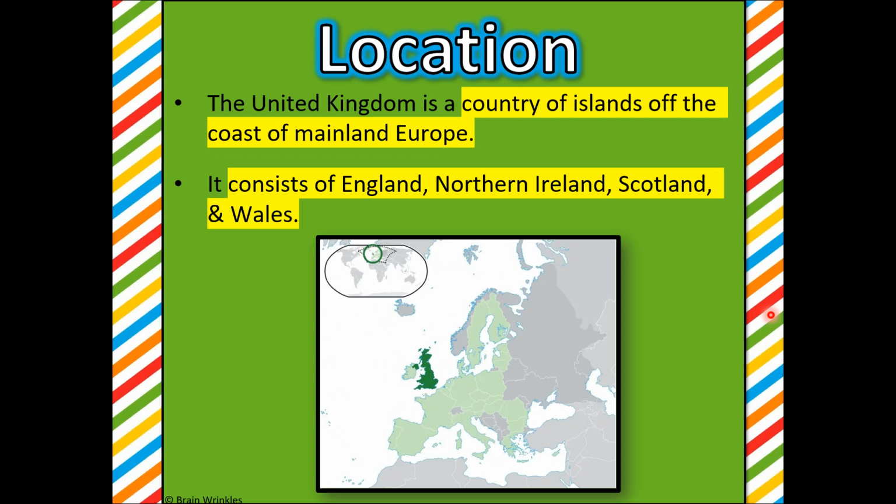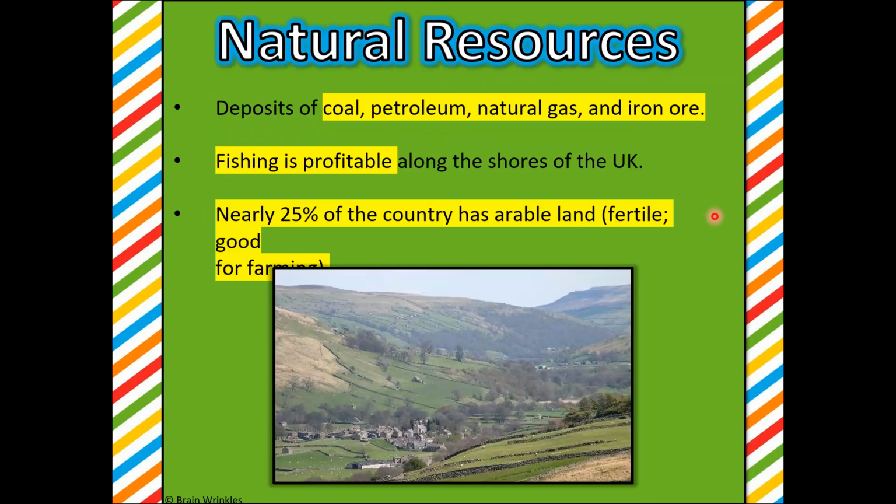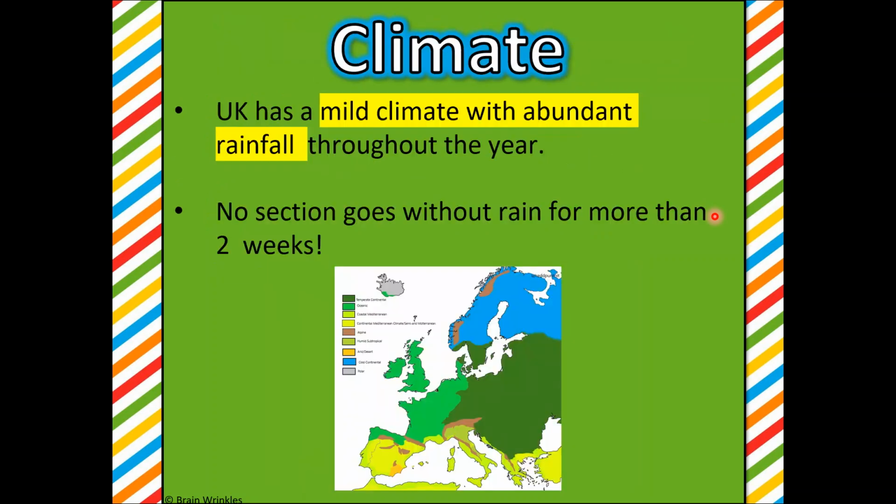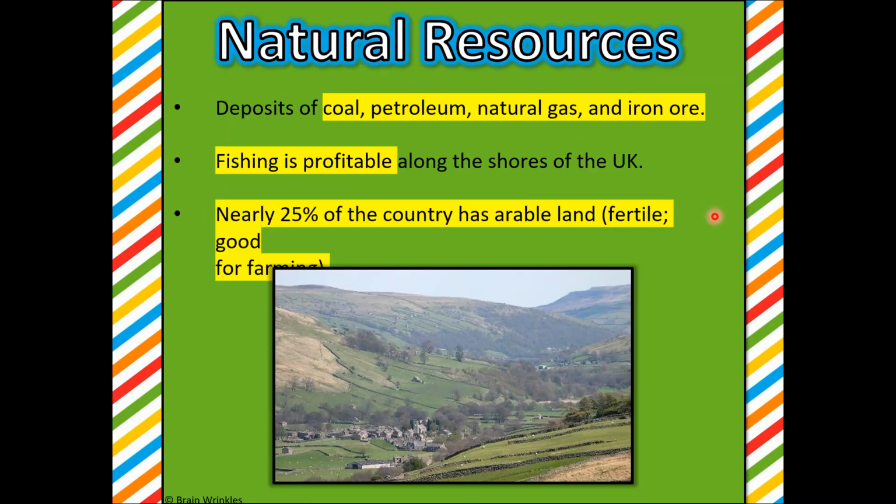The United Kingdom is an island, which is going to be very important because that is going to help them with trading. Because they're an island, they can use ships to go across the world with boats. They can trade anywhere they want because they're an island. When it comes to climate, the United Kingdom has abundant rainfall throughout the year. Again, abundant means plenty, a lot of rain. It rains a lot in the United Kingdom.